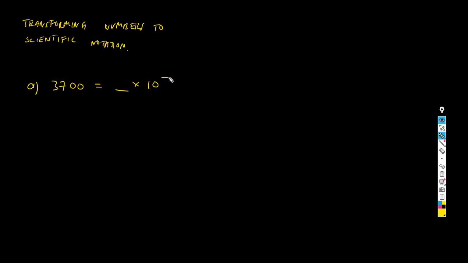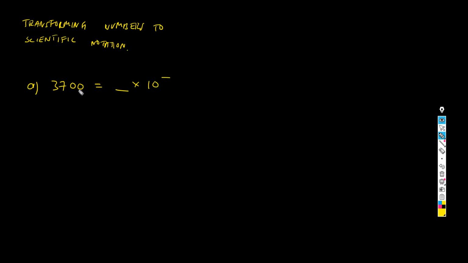Let's write: transforming numbers to scientific notation, because that's what I want to know. How do we do that? For example, what if we have the number 3700? This number is not written in scientific notation, so let's write it down in scientific notation. And remember, the shape will be some number a times 10 raised to some exponent, which should be an integer.